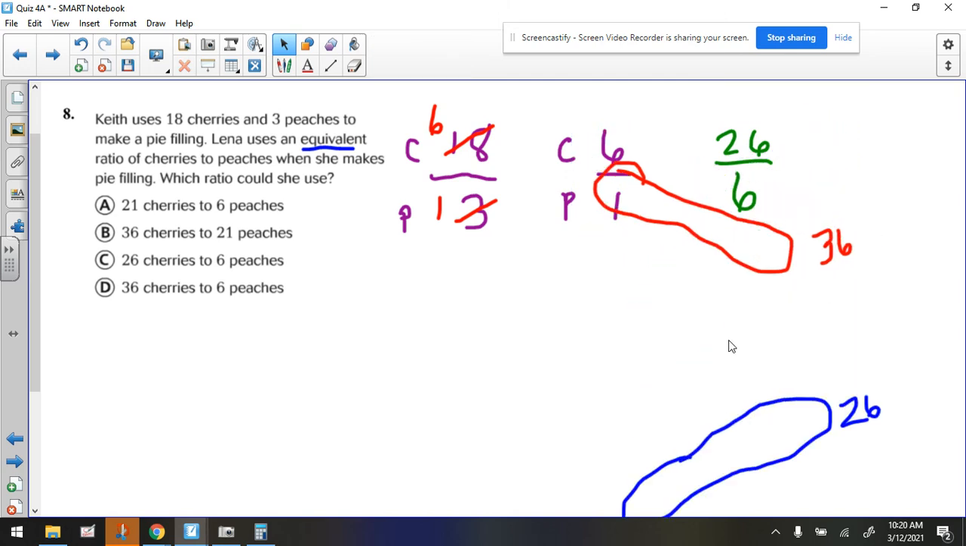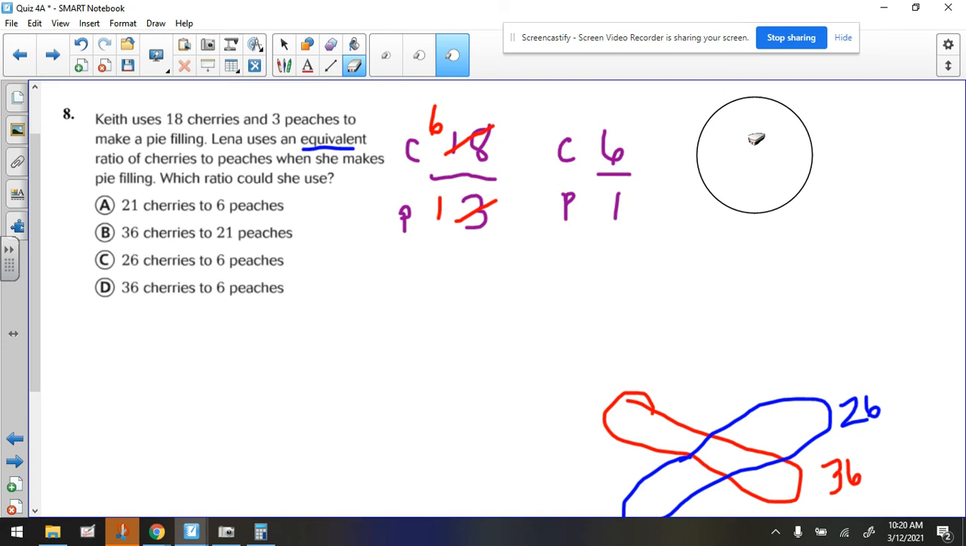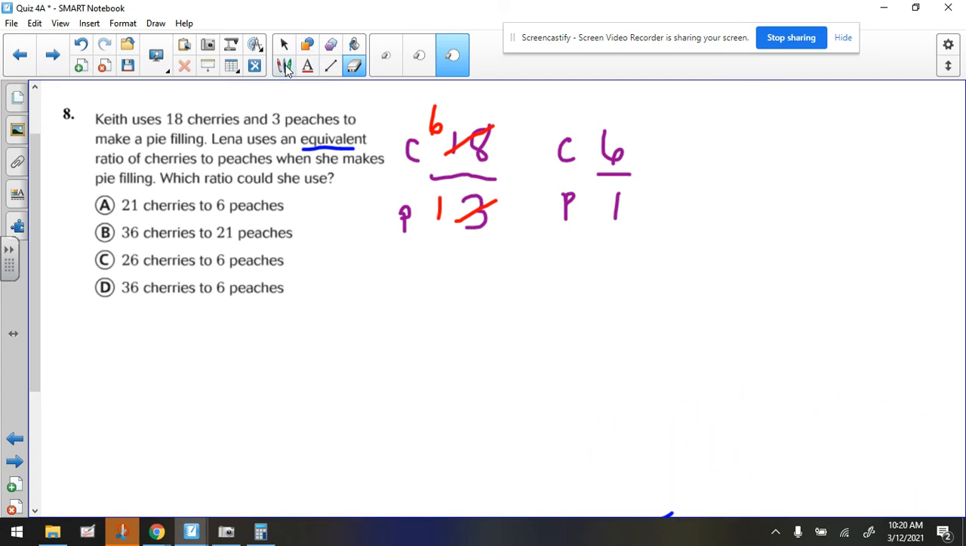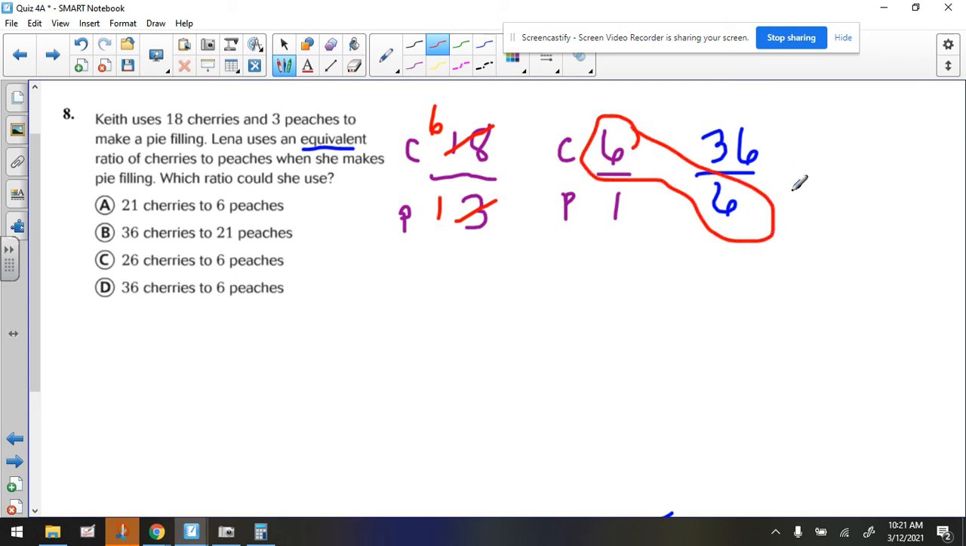Let's move this out of the way, and erase everything. And let's write a ratio for choice D, which is 36 cherries to 6 peaches. And now let's check our cross products and see if we have a match. This times this is 36. And this times this is also 36. So it looks like we have a match. Or you can just go across and say 6 times 6 gives you 36. Does 1 times 6 equal this blue number? That's another method for determining whether or not the ratios are equal.